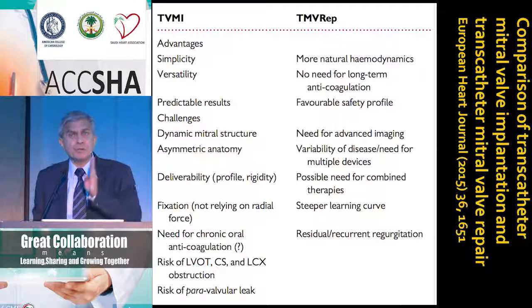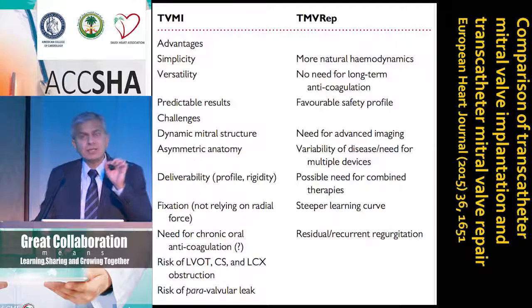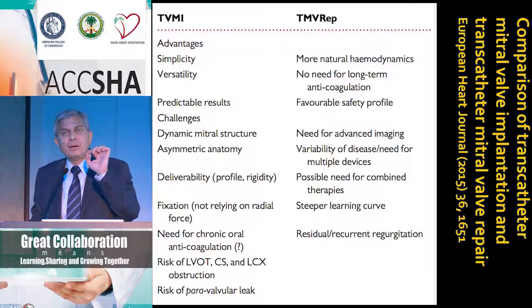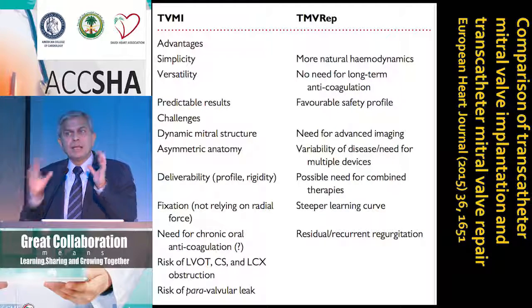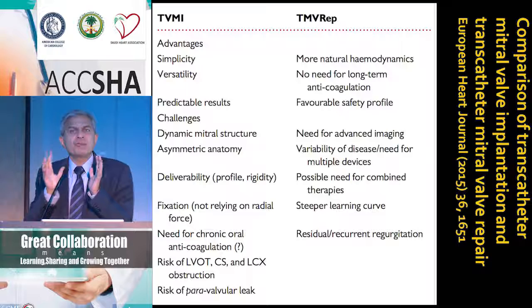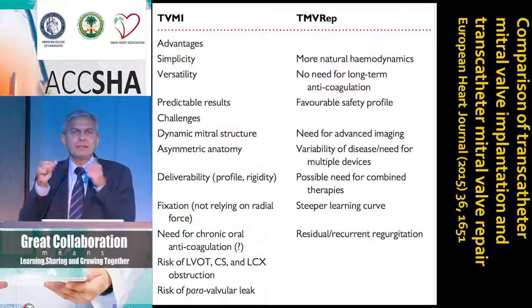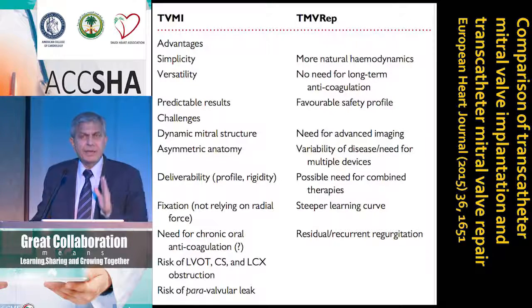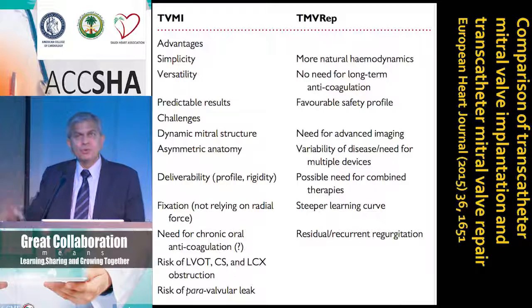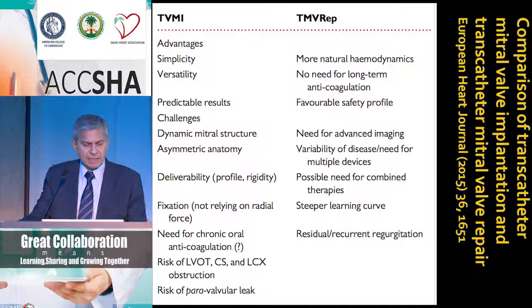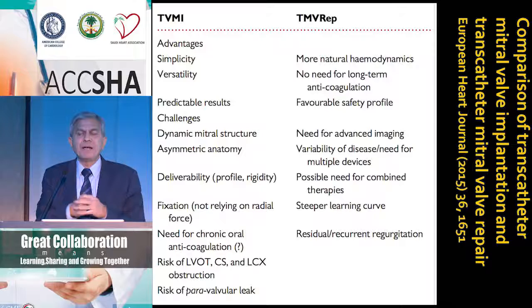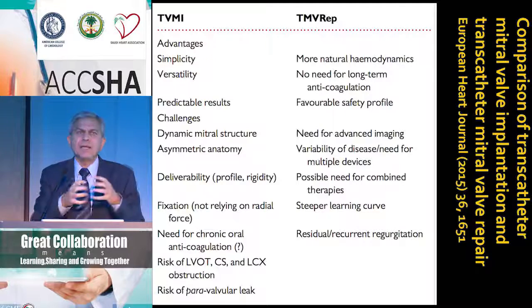And if you were to come from the apex of the heart, especially if you want to do functional mitral regurgitation, the ventricle is usually not friendly. It's dilated. There is more problems going through the apex than you would if you were to do a transapical TAVI, for example. Fixation of the valve is not going to be easy because the radial strength alone of the implant is not going to be enough to anchor.